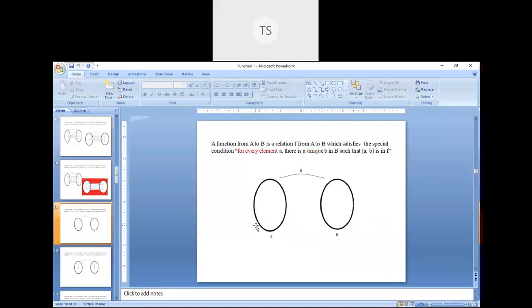Now, there is one more important point in this particular definition. For every element of A, what do you mean by it? What is the idea of for every element of A?